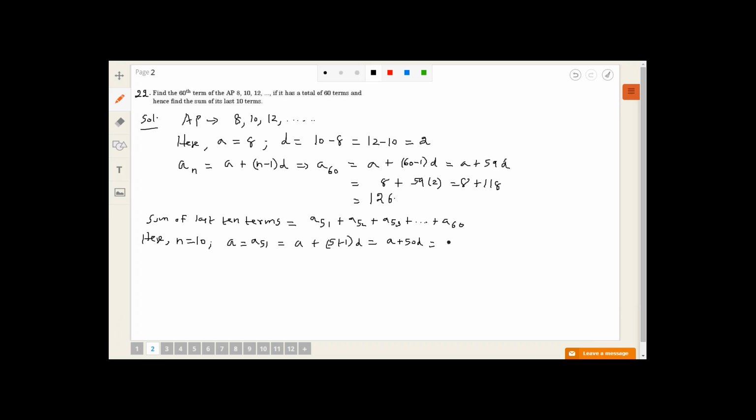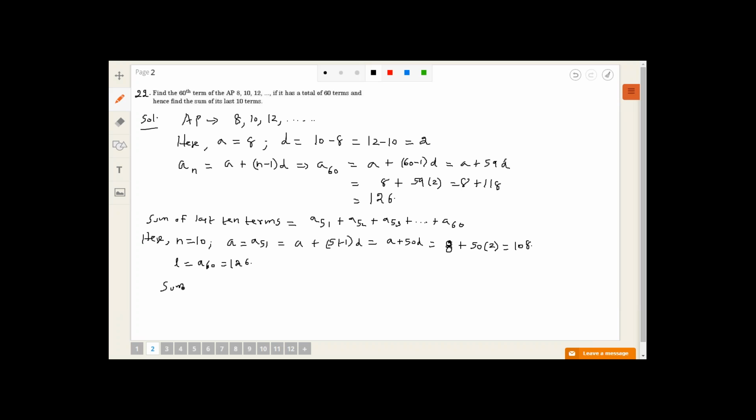We get A equal to 8 and D will be equal to 2. Substituting the values in the equation A plus 50D, we get 8 plus 50 into 2, which is nothing but 108. Now we have already found out the last term L equal to A of 60, that is equal to 126.